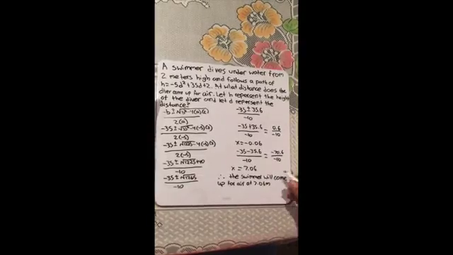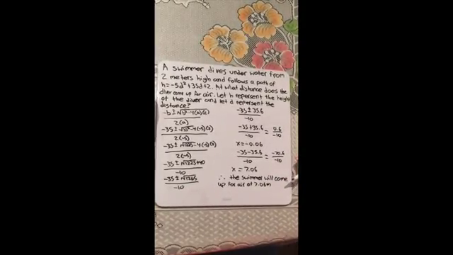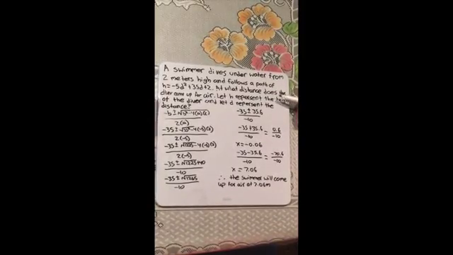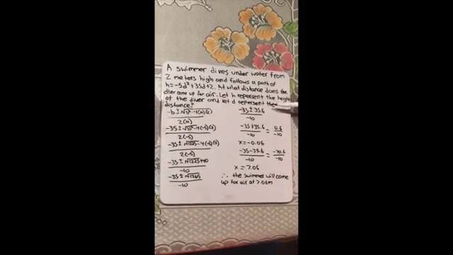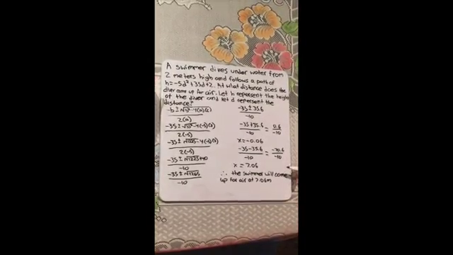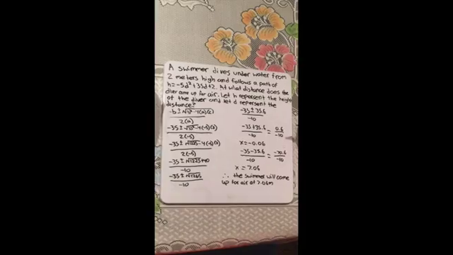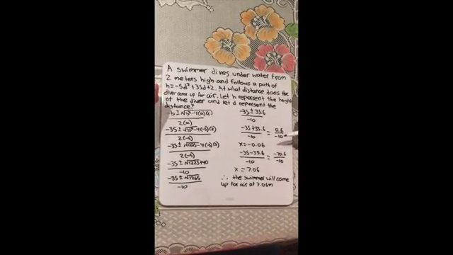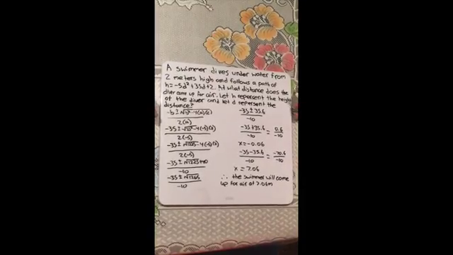Now we know that we're measuring in meters because when we refer back to our word problem, it says 2 meters high, and our c is 2. So now we know that when we get our answer, it's going to be in meters because that is the unit we're using. So our final statement is going to be, therefore, the swimmer will come up for air at 7.06 meters. And that is the answer to our word problem. Thank you.